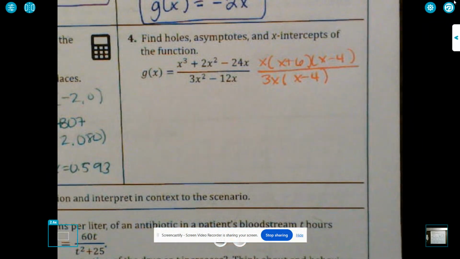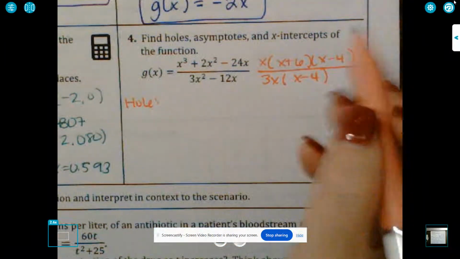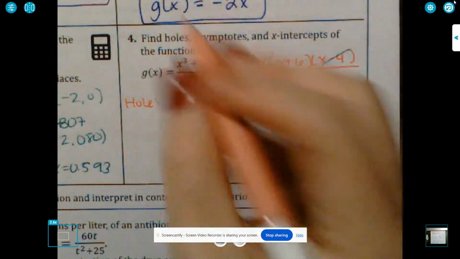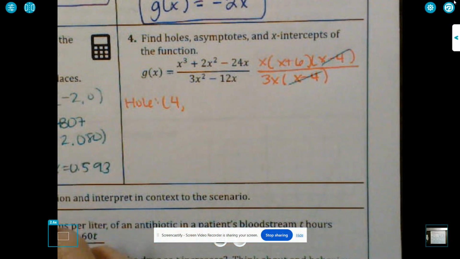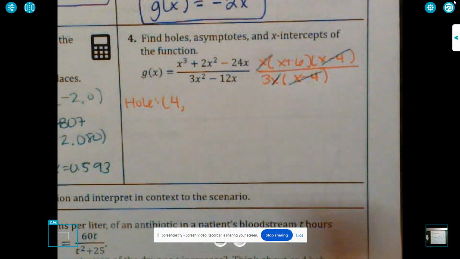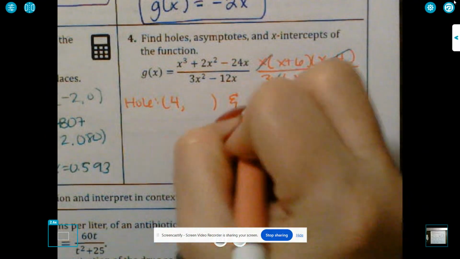All right, so let's talk first about the hole. So we see immediately that we've got a cancellation with x minus 4. So we have a hole at 4, something. Okay, you also have a cancellation right here with this x. So we have another hole at 0.